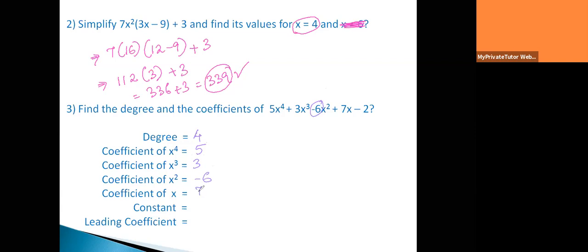Straightforward. What is constant here? -2. That's nice. Finally, what is leading coefficient in it? 5. I hope everyone agrees to 5, right? Because yes, 5 is the leading coefficient. Do you understand, Iris? Yes, good.